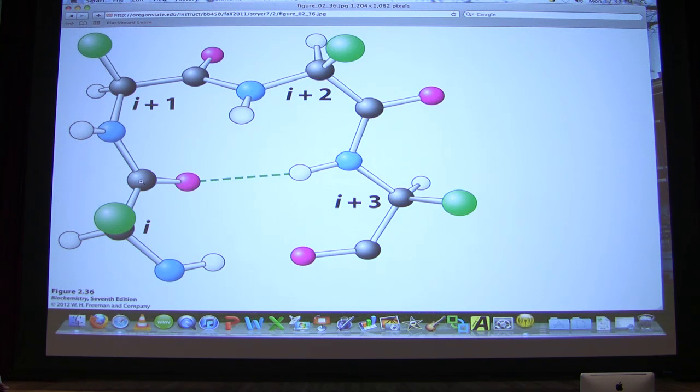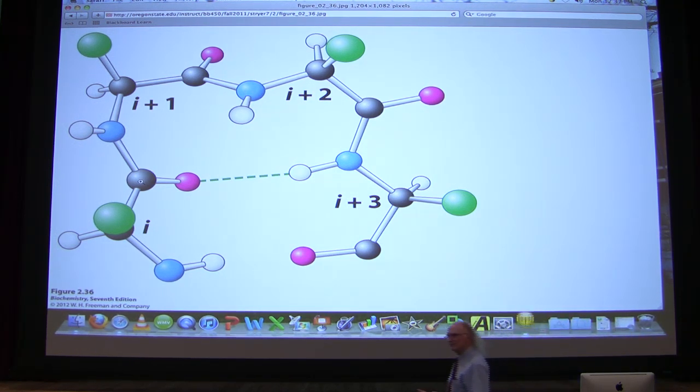Now, something that may surprise you is another one of the amino acids that's involved in this structure, commonly, and again, this is not absolute, but commonly, is glycine. Glycine is the amino acid that has the smallest R group. It only has a hydrogen. And you would say, well, why would glycine be involved in a turn?